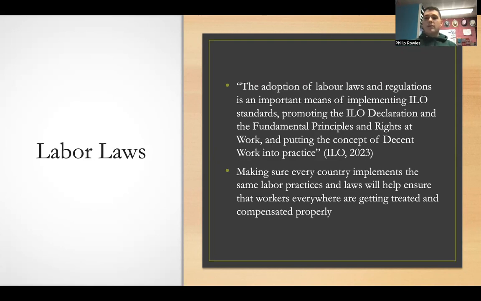And one of the things that they are quoted as saying on their website is the adoption of labor laws and regulations is an important means of implementing ILO standards, promoting the ILO declaration and the fundamental principles and rights at work, and putting the concept of decent work into practice. So that's just making sure that all workers have the same fair opportunities and resources at their workplace and are also in fair working conditions, getting compensated fairly, because unlike the US, there are a lot of places that do not receive that fair treatment. And a lot of their working conditions are much, much poorer than those here.